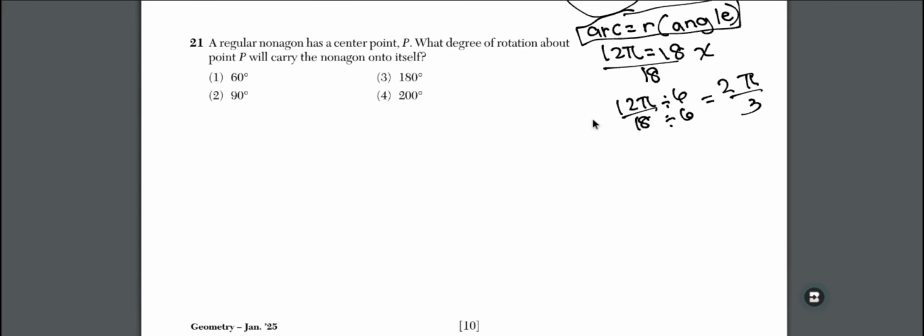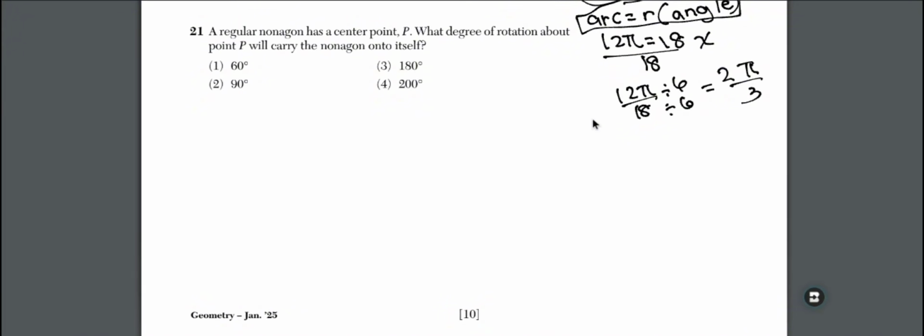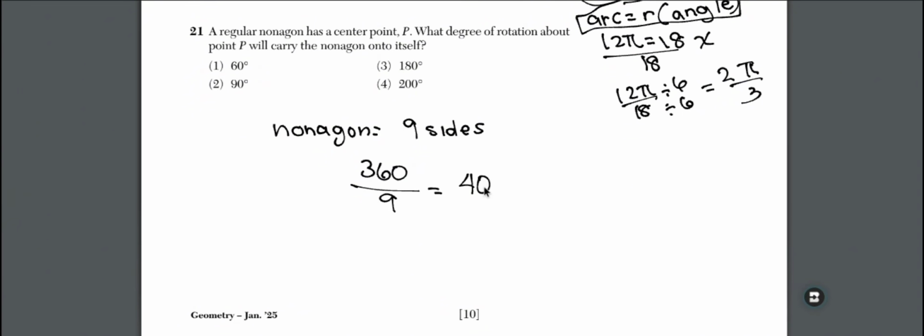Question 21 says, a regular nonagon has a central point P. What degree of rotation about point P will carry the nonagon onto itself? So a nonagon has 9 sides, and I want to know the degree of rotation. I can do 360, the total number of degrees, and divide that by my sides to get 40. So I know that at every increment of 40 degrees at point P, the nonagon will carry onto itself.